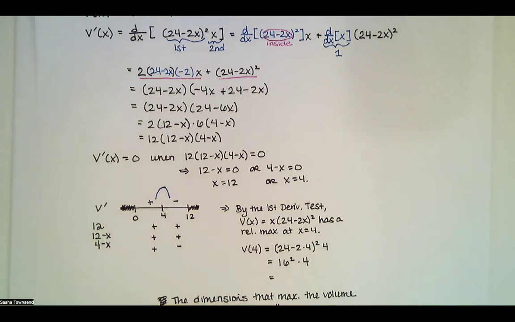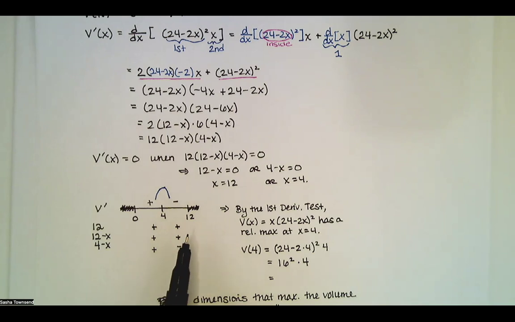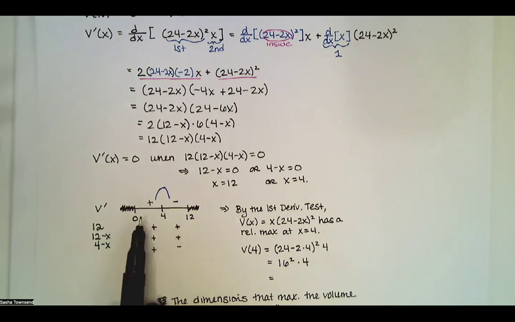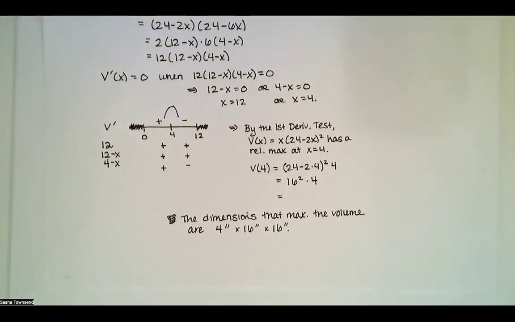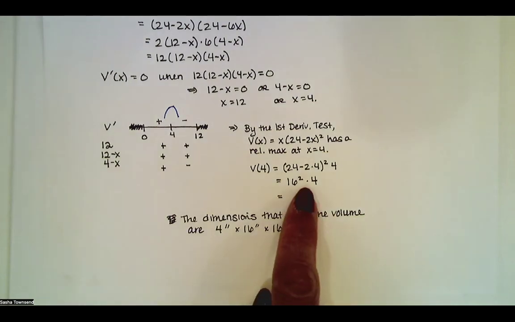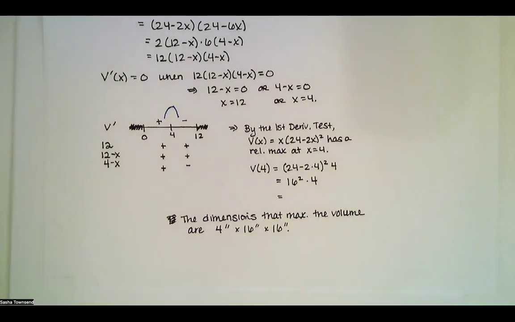When x equals 0, obviously the volume is 0. When x equals 12, obviously the volume is 0 as well. But I'd actually like to look at the graph and see that we've got an absolute maximum there. So let's do that. And I'd also want to use a calculator to compute that 16 squared times 4.